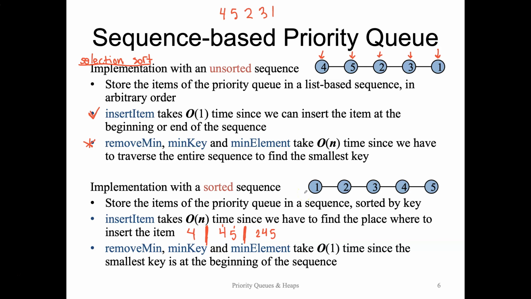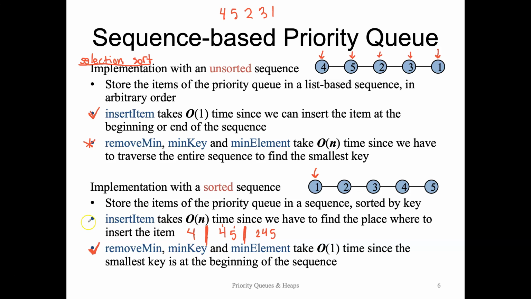So in this case, removing the smallest element is easy. This is constant time because this will always just be whichever the first element is. So by using a sorted sequence, we have successfully sped up the cost of finding whichever element is smallest and removing it, or just checking to see without removing which key is smallest or which element has the smallest key. So we can do these operations in constant time using a sorted sequence.